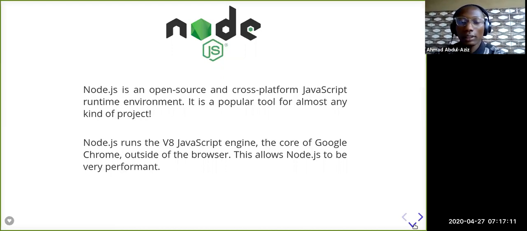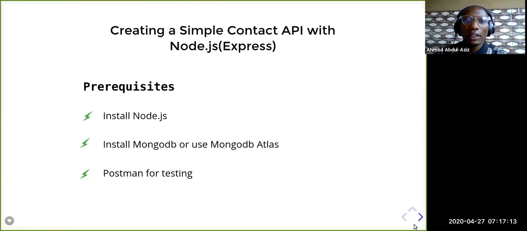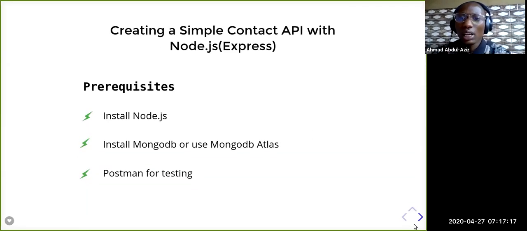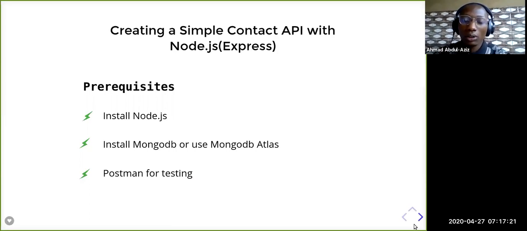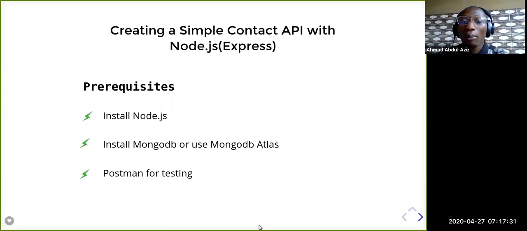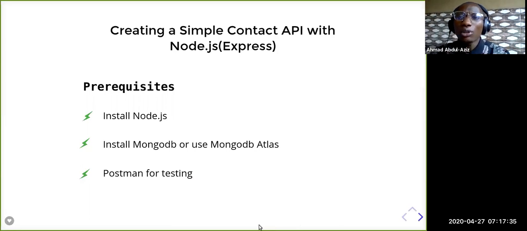So clarifying that, a kind of prerequisite on what you actually need to start building a Node.js application on a machine: you will need to install Node.js. Obviously you also need to install MongoDB. It depends, but for this example I'll be using MongoDB.